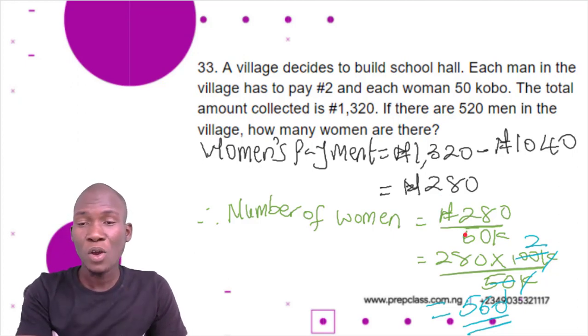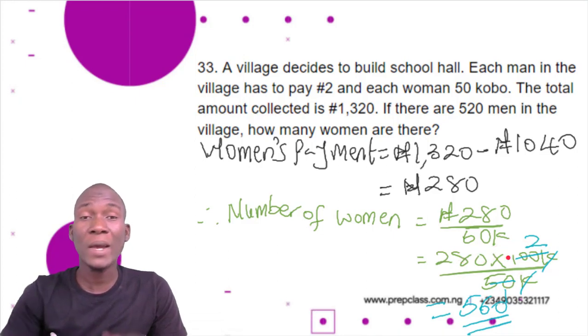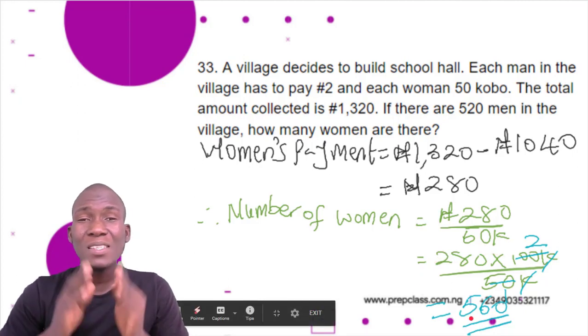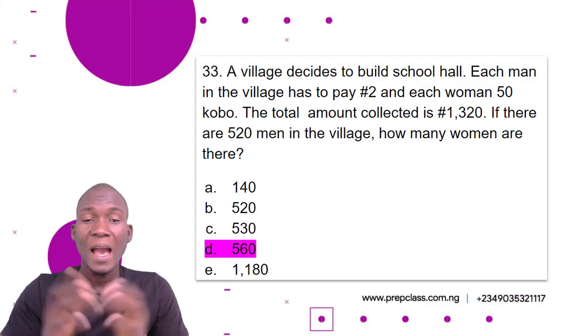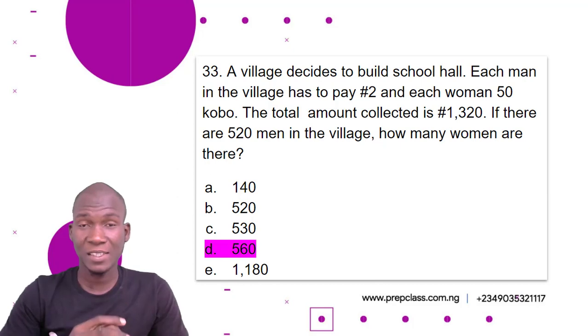Now what do we do here? We say 280 multiplied by, for every 1 naira there are 100 kobo, so we multiply by 100 kobo. Now we can divide. Kobo will cancel kobo. 50 here is 1 and 50 in 100 is 2. So we have 280 multiplied by 2, and that gives us 560. So it means there are 560 women in the village. And the correct option is option D, 560.